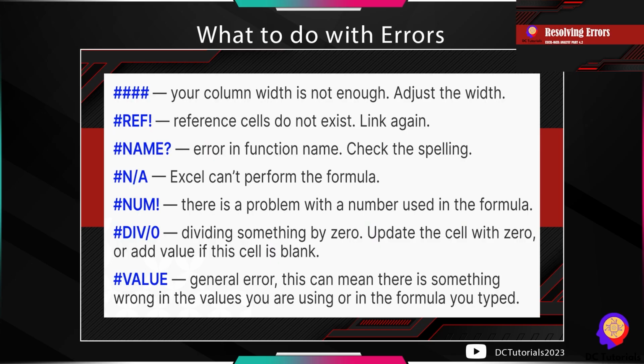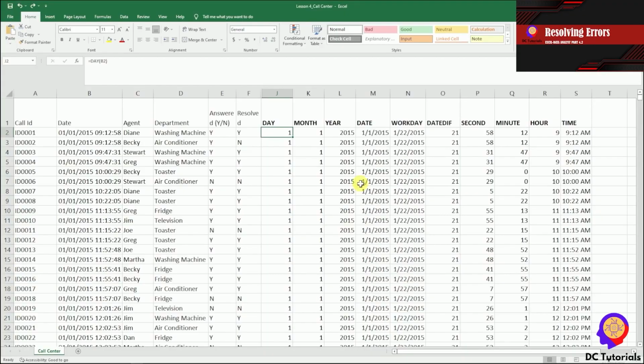Next, we have #NAME?. Excel is unable to recognize your function. Most probably, there is a spelling error in your function. Let's say this would have a different spelling, then it will give you the name error.